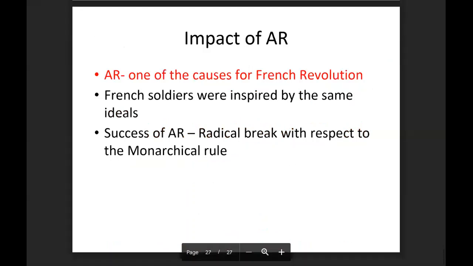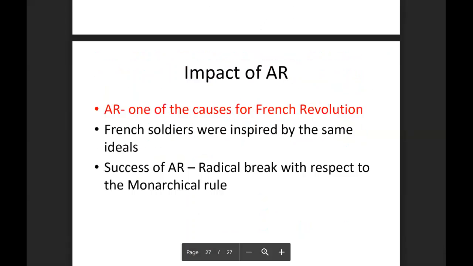And finally, we can talk about the impact of the American Revolution. The American Revolution is one of the causes of the French Revolution. How it caused the French Revolution, we'll talk about when we discuss the French Revolution. French soldiers were inspired by the same ideals. French soldiers came in and helped the Americans fight against Britain, right? The soldiers saw all these things, even though their own country was also in chaos, so they got inspired. They went back to their native land, France, and told people about what happened in America. Why can't we also have something like this here, like a republic, democracy, etc.?